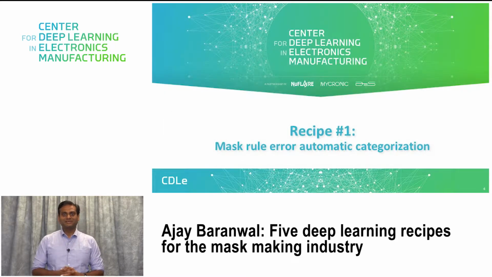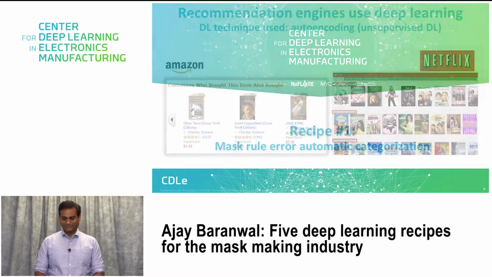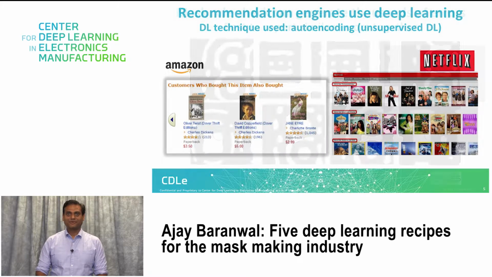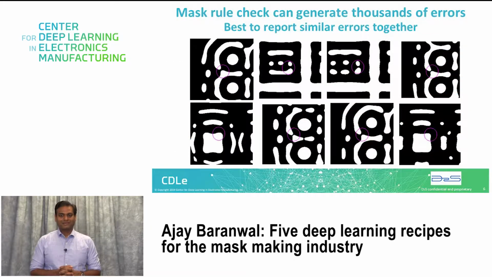The first recipe is categorization of design mask error checks. And the real world example is the recommendation system from Amazon and Netflix. Amazon and Netflix use a recommendation engine to improve their user acquisition and also to improve their user experience. That happens using similarity of products and similarity of movies. And that idea we took for the mask rule check error categorization.